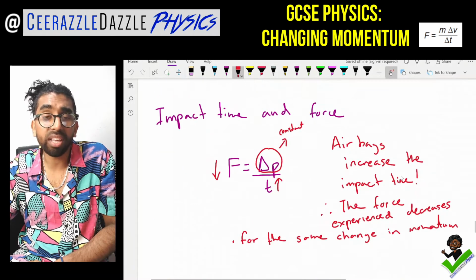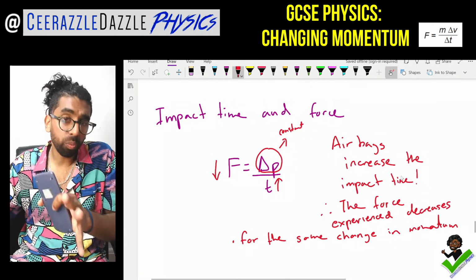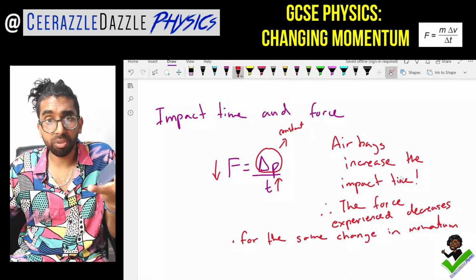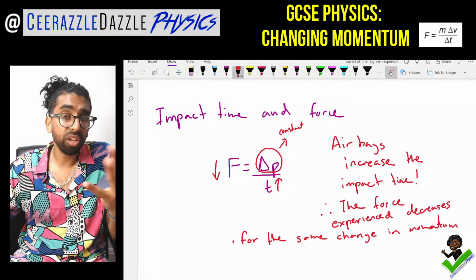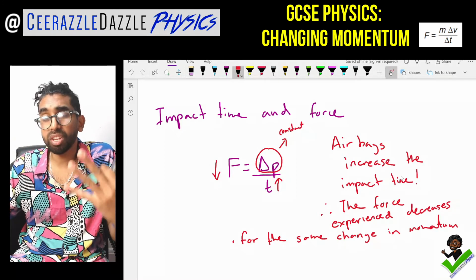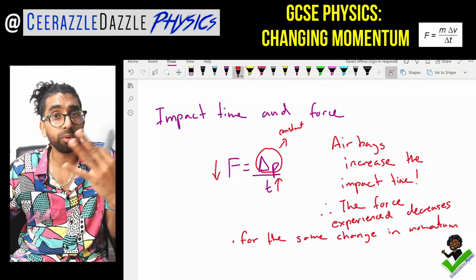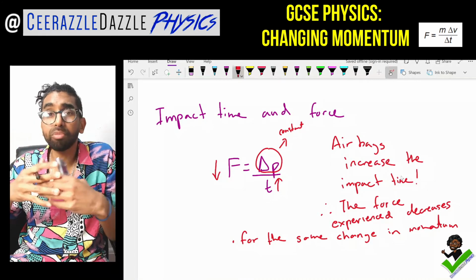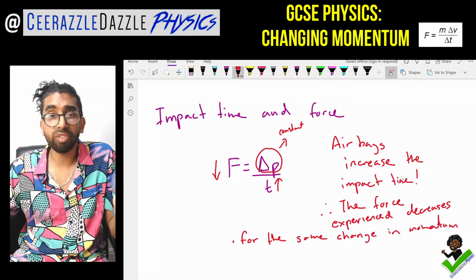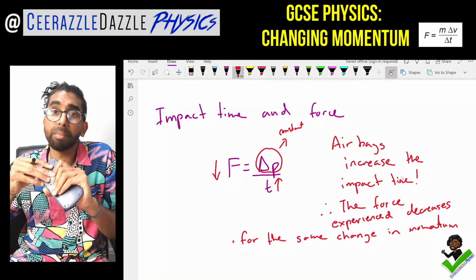And last of all, I then said how to explain it in words, especially in a collision and the car safety procedures. In a collision, the airbag will inflate to increase the time of the collision. The reason why is because the force will therefore decrease for the same change in momentum, guys. So the force that you experience will decrease. And that's the reason why we have these wonderful features like airbags.